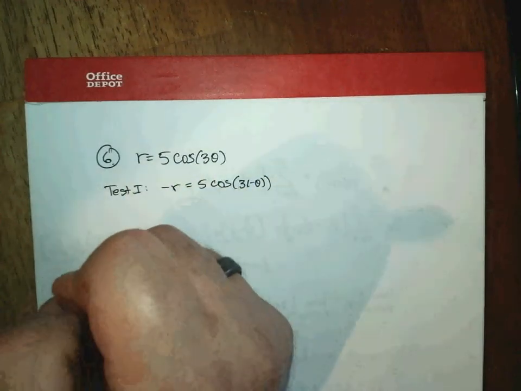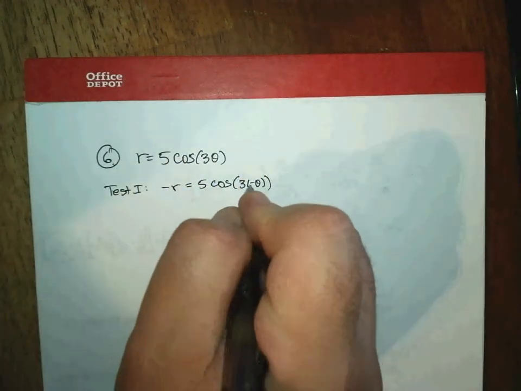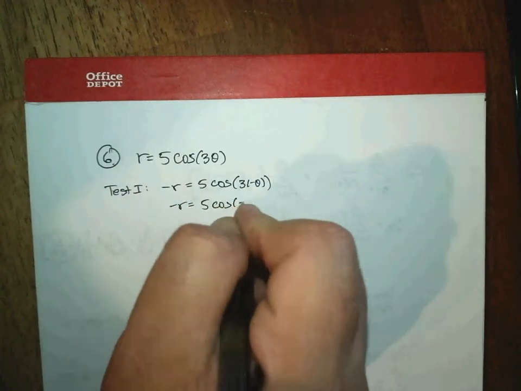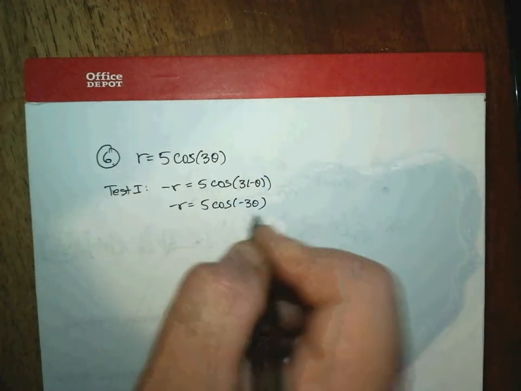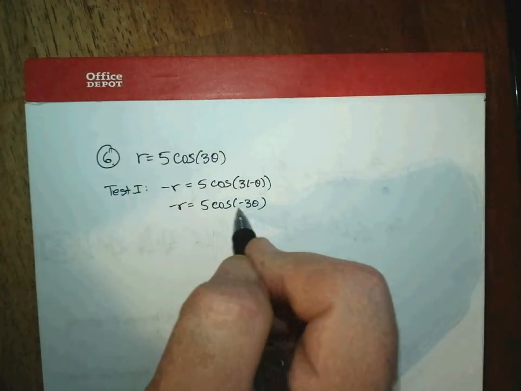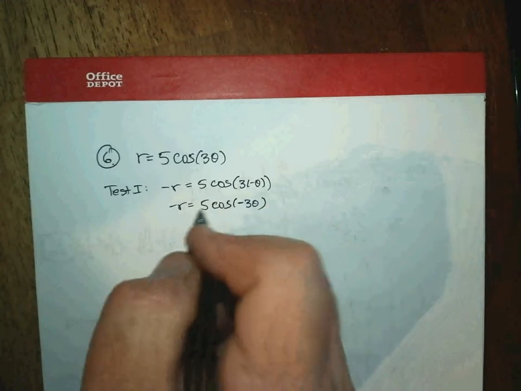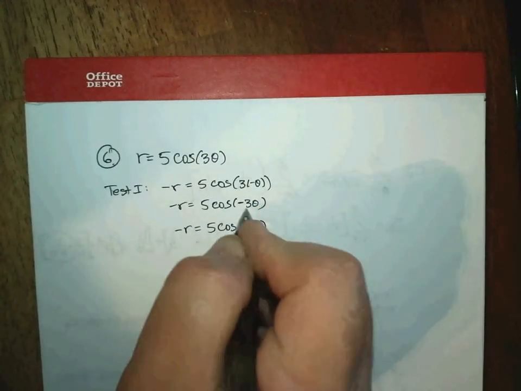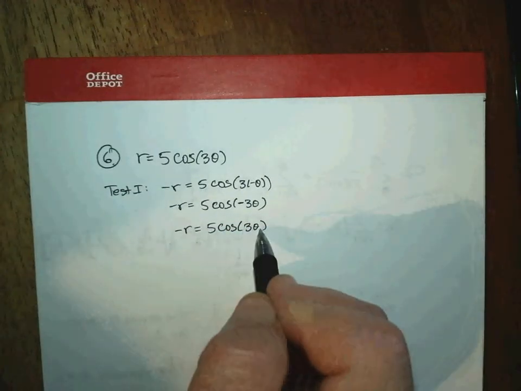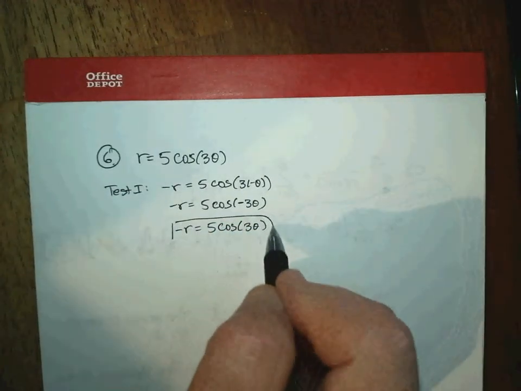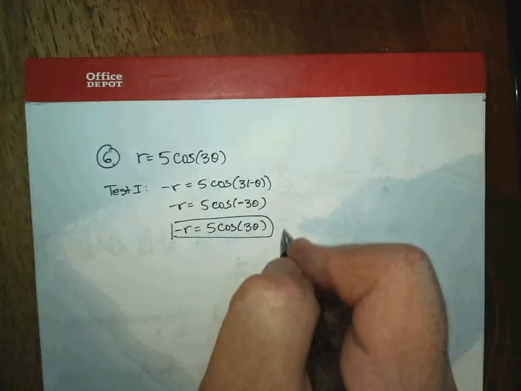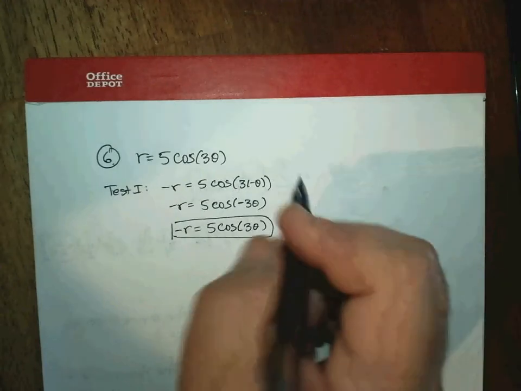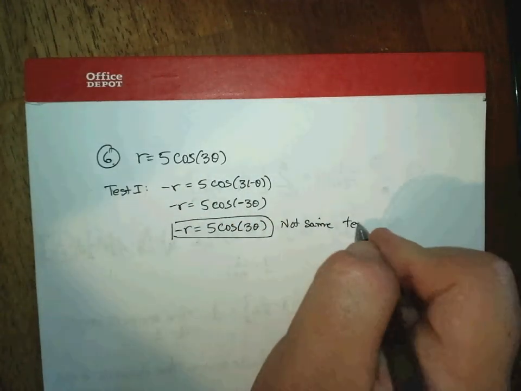And the question is, is that the same equation as up here? Well, let's work on this. 3 times negative theta is negative 3 theta. And now what do you know about the cosine? You know the cosine is a function that consumes the negative on its argument. So that negative goes away. And what you see here is not the same as the original equation, meaning that the test failed. Test is inconclusive.